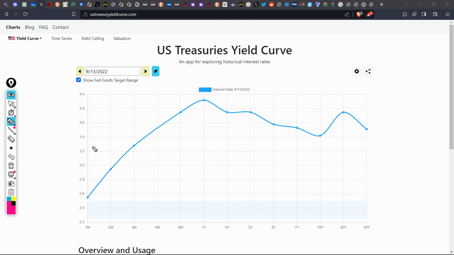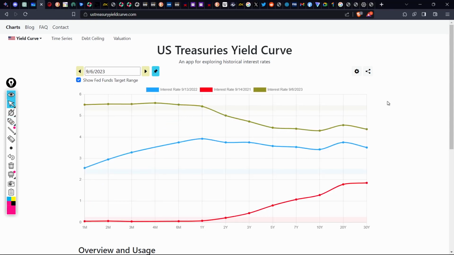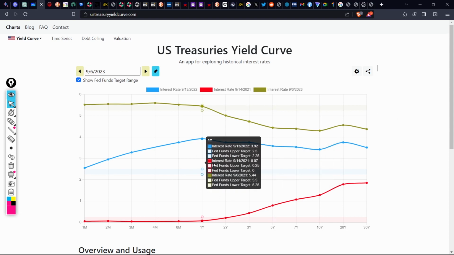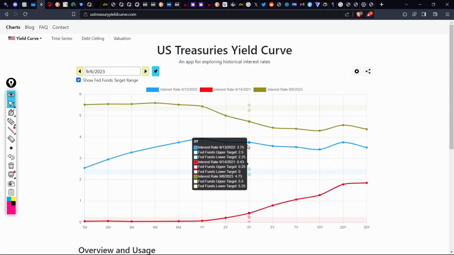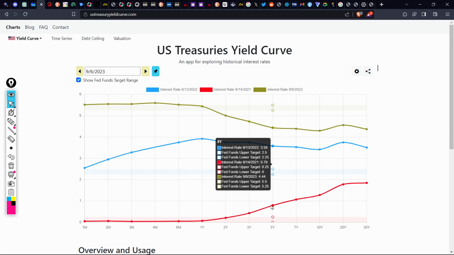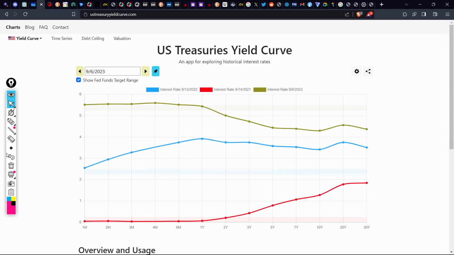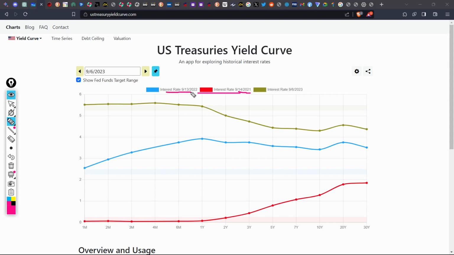So in summary, what I'm going to do now is show you all three shapes in this one chart. So let me do that. This is where we are now. These are the yield curves for September since 2021. So this is the interest rate on September 14th, 2021, this is the interest rate on September 13th, 2022, and this is September 6th, 2023, the latest curve.